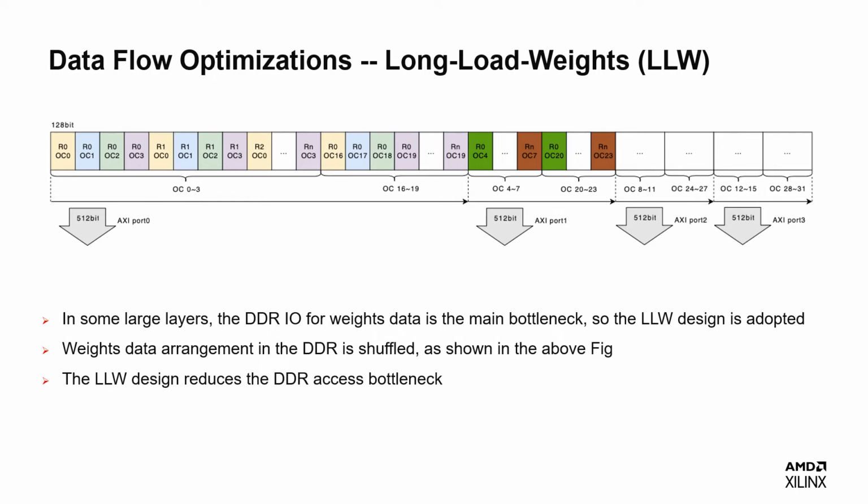As shown in the figure, the output channel dimension is divided into 4 groups, and the input channel dimension in each output group is interleaved. Then the data width of each port could be increased to 512 bits. Thus, one long load instruction could transmit 4 by n output channels into 4 banks with continuous DDR access. The DDR I/O efficiency is then improved a lot.